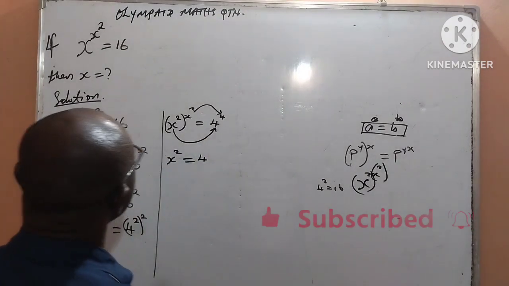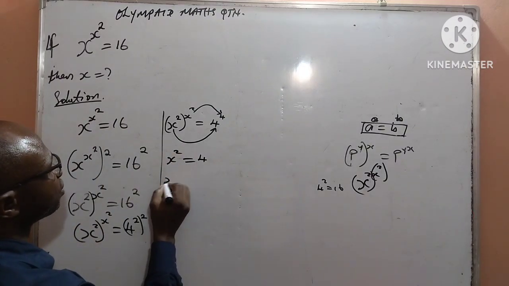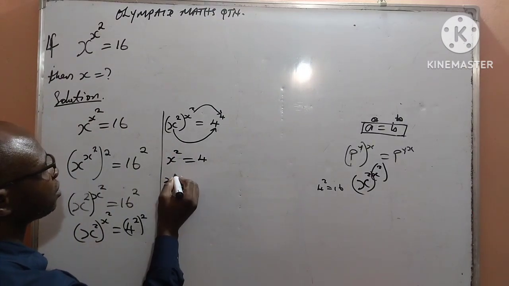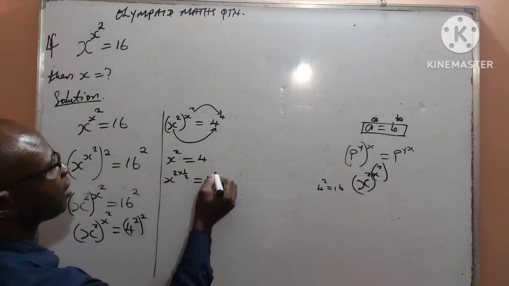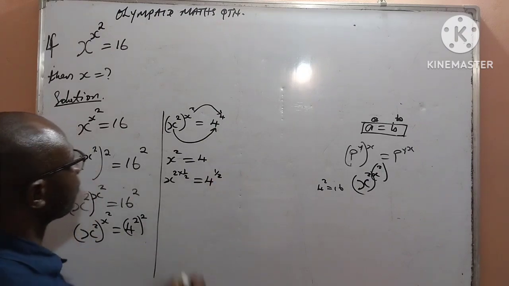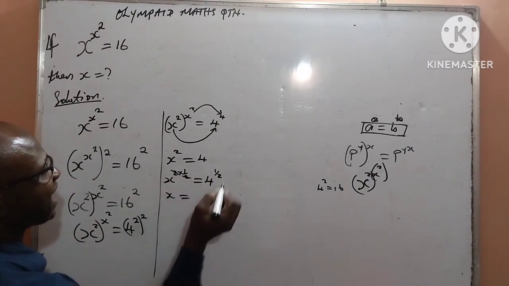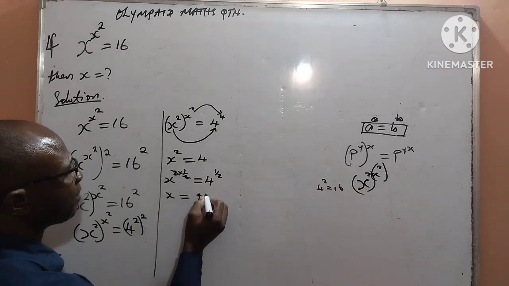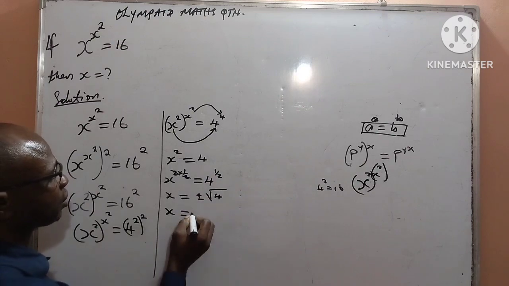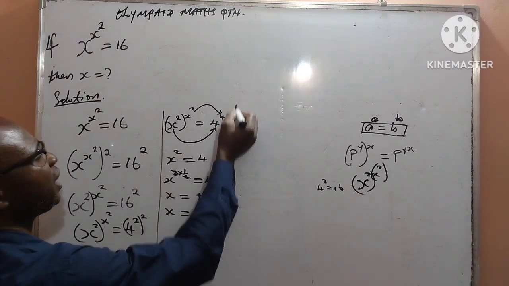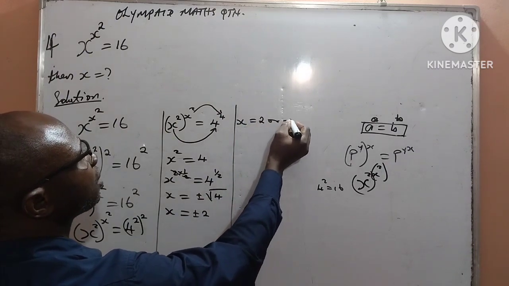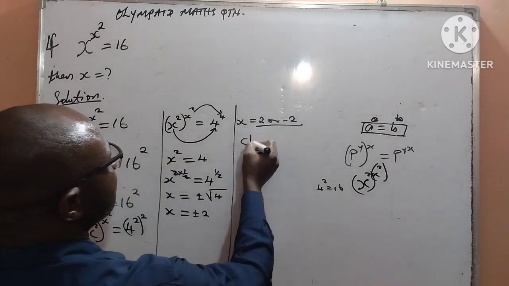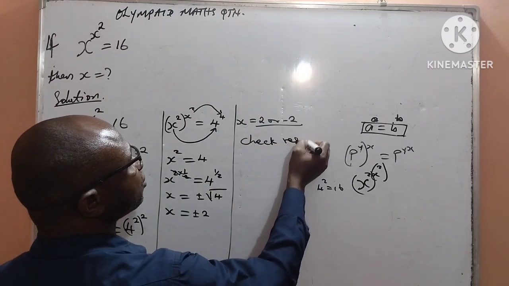At this point, the value of x will now be equal to x raised to power 2 multiplied by 1 over 2 is equal to 4 raised to power 1 over 2. Which means this will cancel this, giving me x equal to plus or minus the square root of 4. And that is x equal to plus or minus 2. In conclusion, the value of x is equal to 2 or negative 2. Check the result.